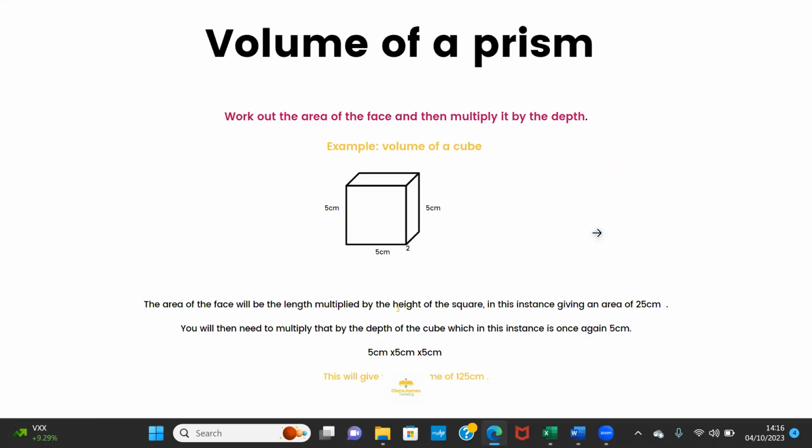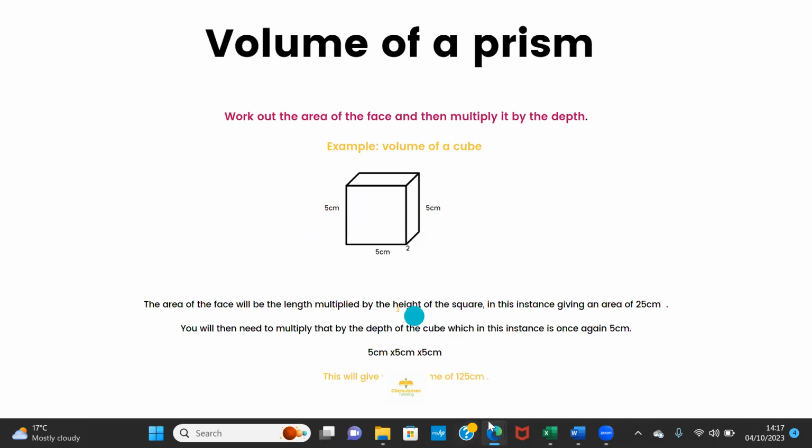Hello, in this short video, we're going to work through how to calculate the volume of a cube, a cuboid, and a triangular prism. For each of these, the method is always the same. What you do is you work out the area of the face and then times it by the depth.